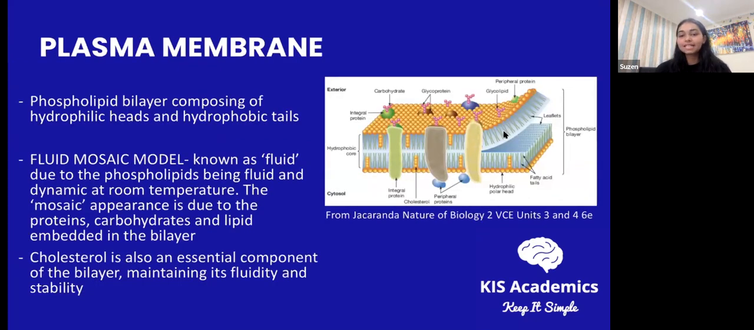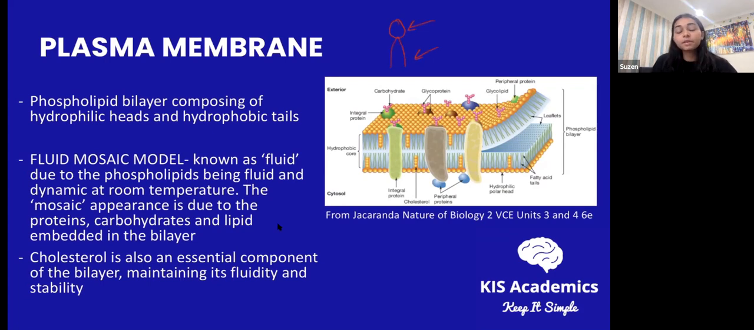So the plasma membrane is obviously a phospholipid bilayer. As you can see in the picture, it has two layers, and you need to understand how a single phospholipid looks as well. So if I was to annotate a single phospholipid, you have a head right here and you have a tail. The head is hydrophilic and the tails are hydrophobic. And because of this arrangement, it is very selective in terms of what it allows to pass through and things like that.